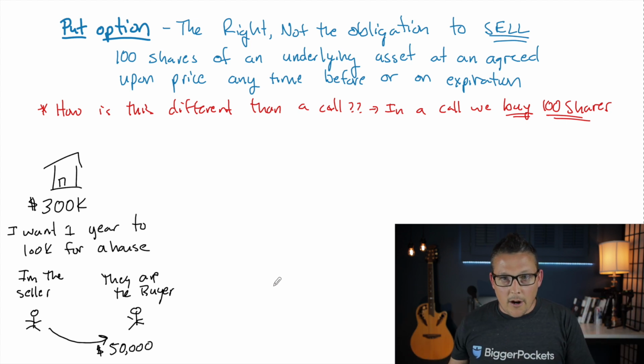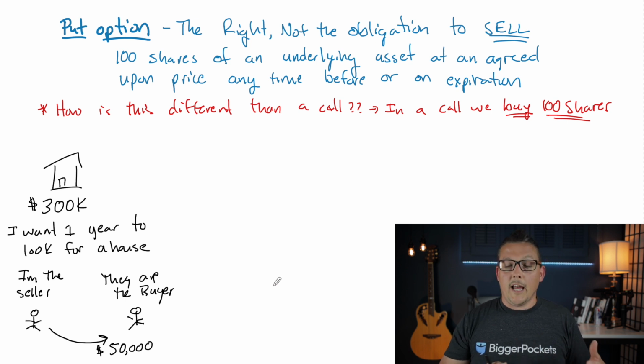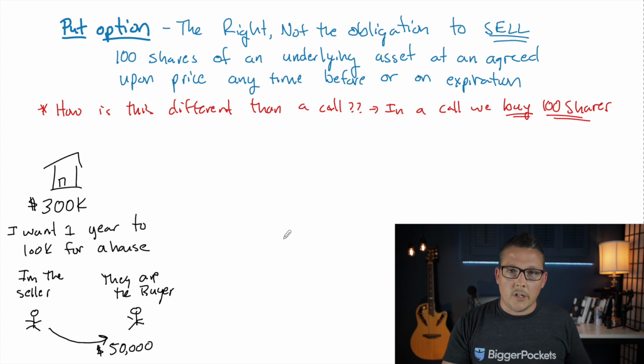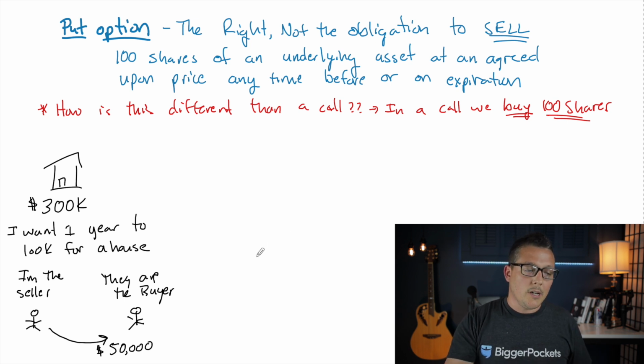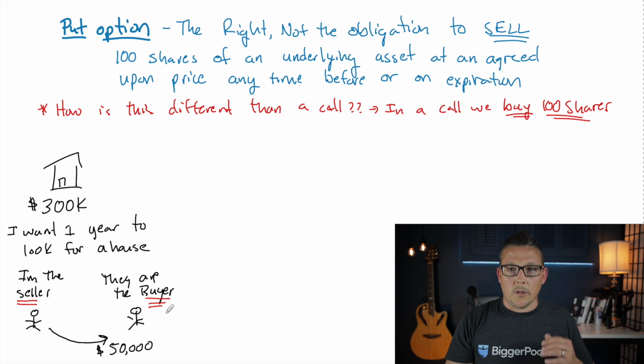The market goes down a little bit, just like I thought, it goes down to $200,000. Boom, I get to sell for $300,000 because of the contract that I had between the buyer. Now, here's where things get a little bit confusing when it comes to options. I used words here like buyer and seller. Right? I said that I was the seller and this person was the buyer.